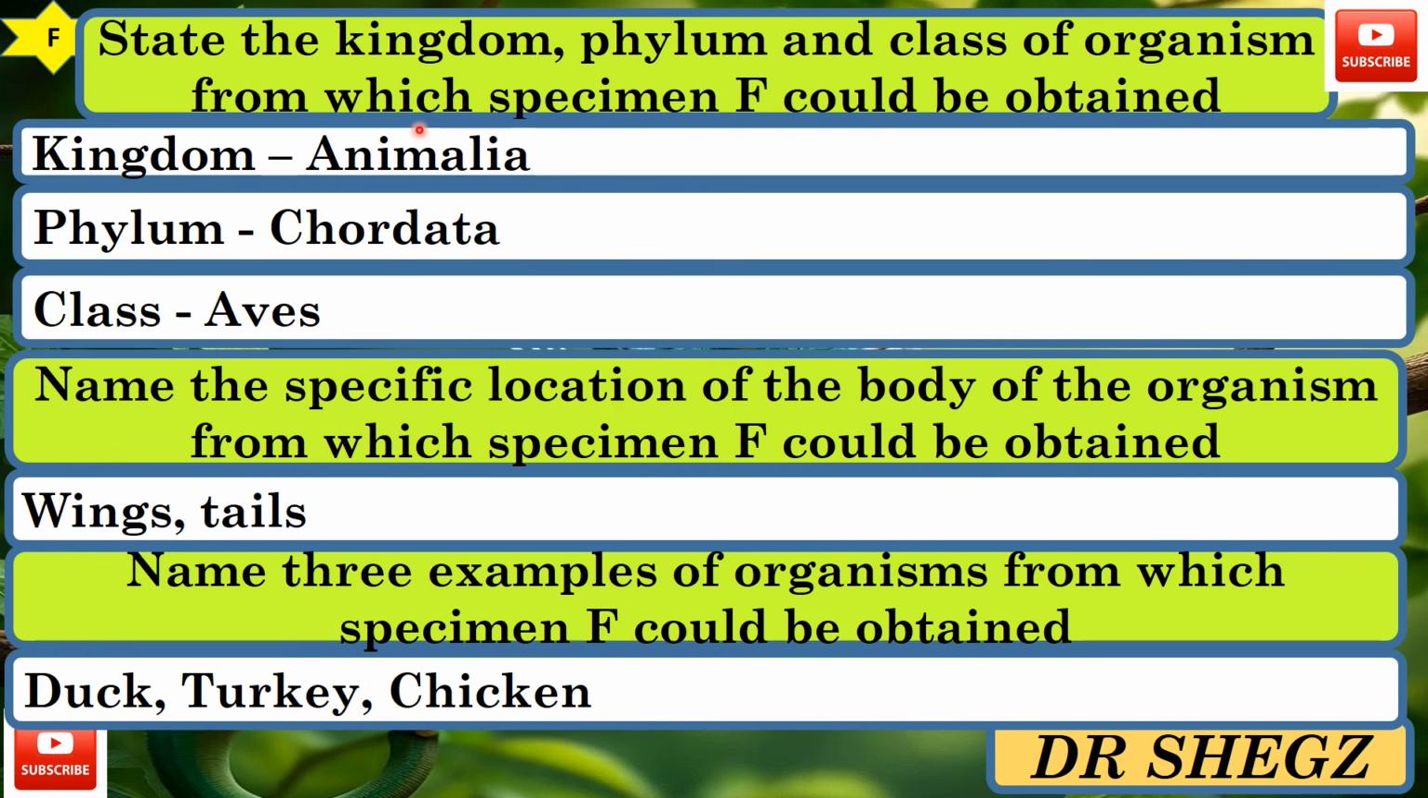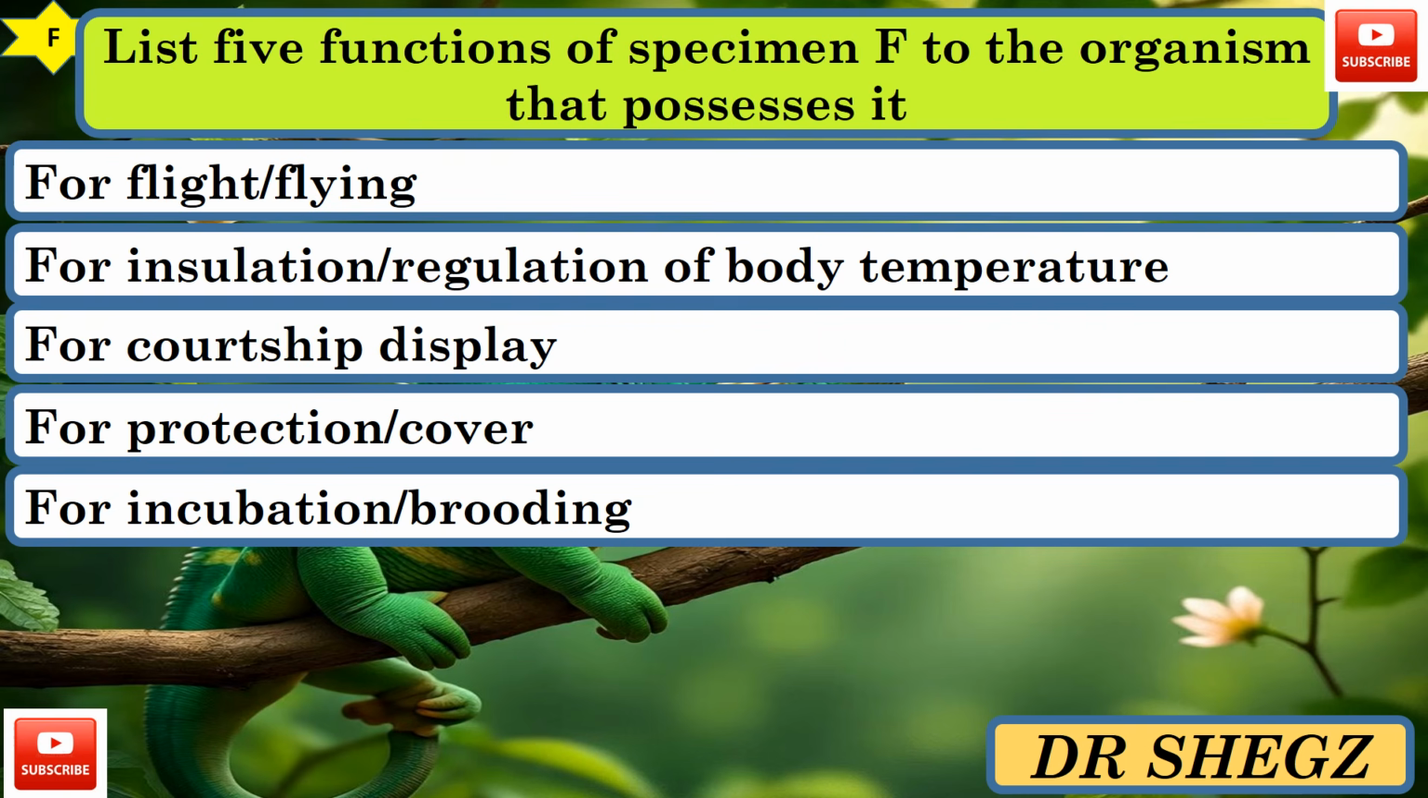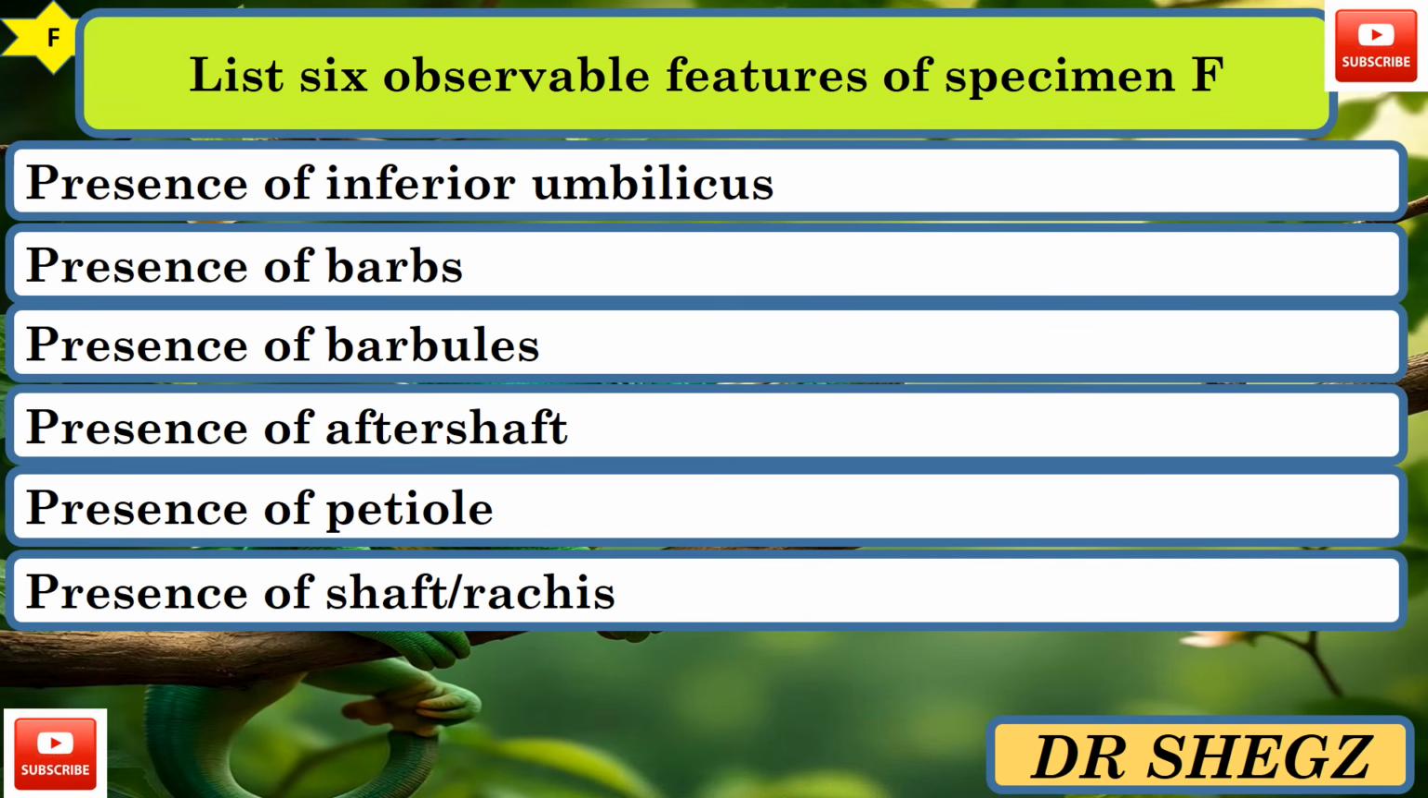Name 3 examples of organisms from which specimen F could be obtained. This is a past question, so it could come out. Duck, turkey, chicken, since they are all birds. Functions of specimen F to the organism that possesses it: for flight, for insulation, for courtship, for protection, for incubation. Flight, insulation, that's the regulation of body temperature, courtship display, protection, incubation.